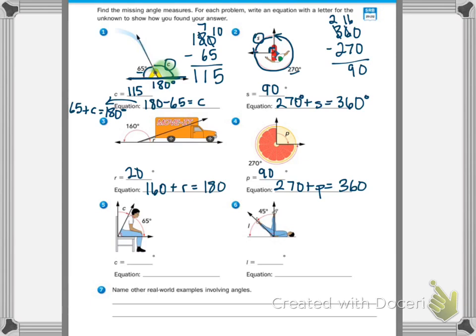Number 5. By the way, don't sit like that in your chair. You're going to have bad posture. You're going to be in a lot of trouble if you sit like that.